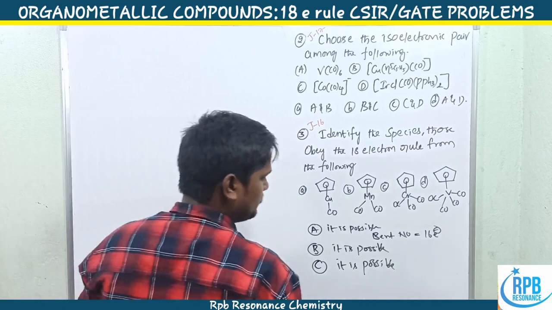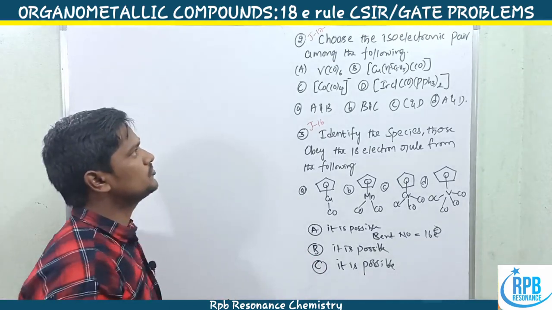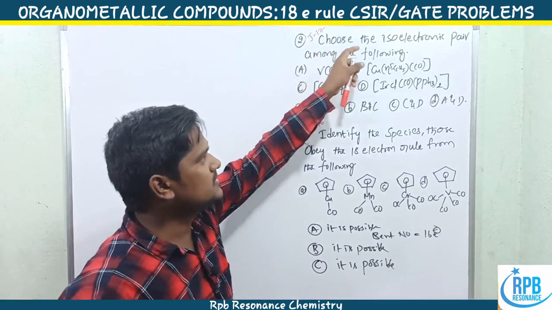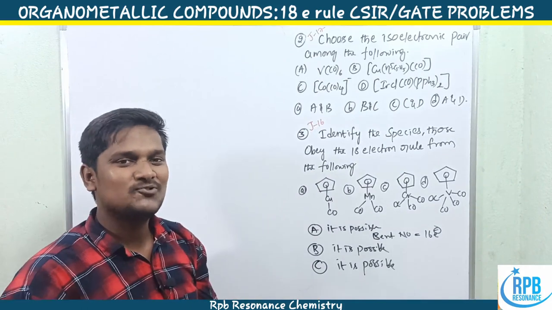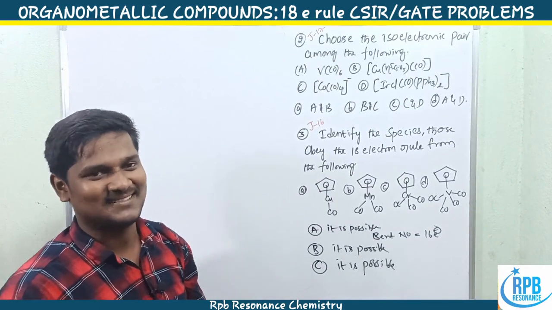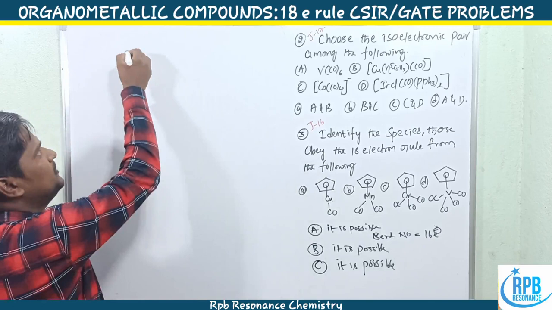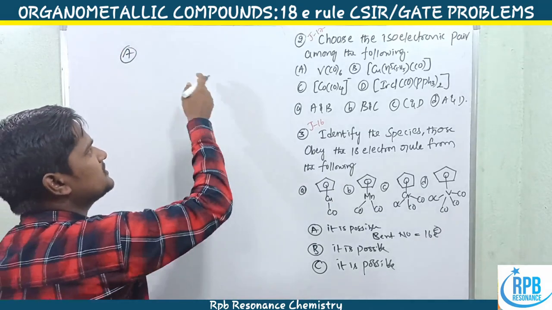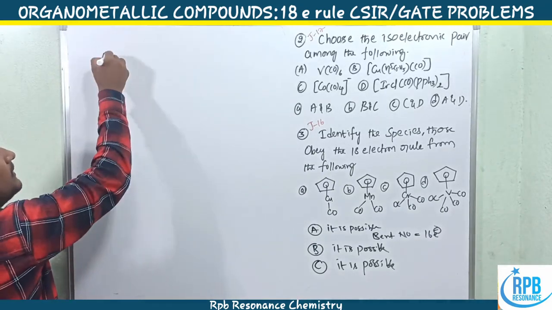Now let's look at the June 2017 problem. Choose the isoelectronic pair. That means choose the equivalent electronic systems. Okay, so they are given A to D. Find among the four which pair has the same number of electrons.